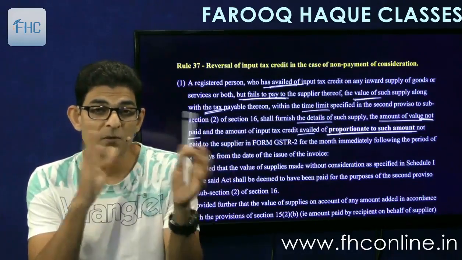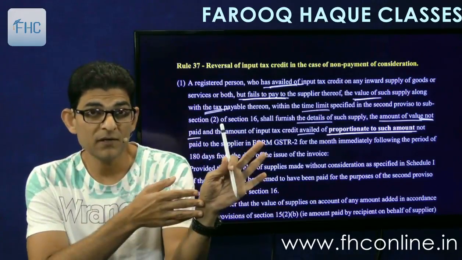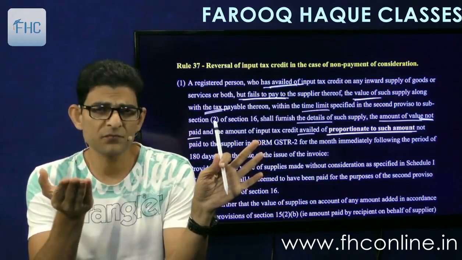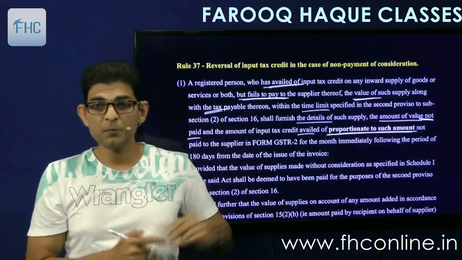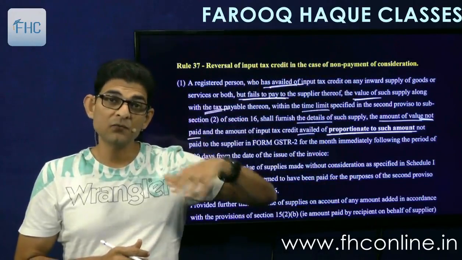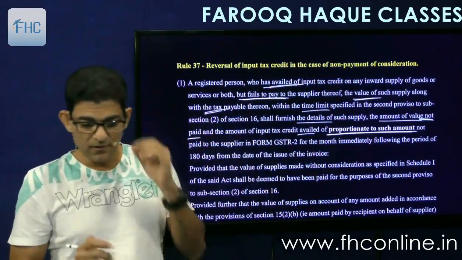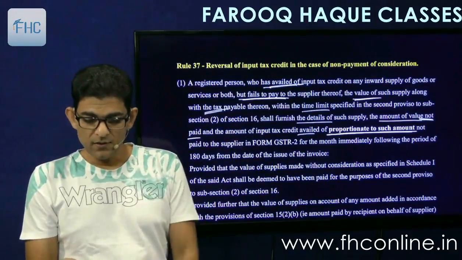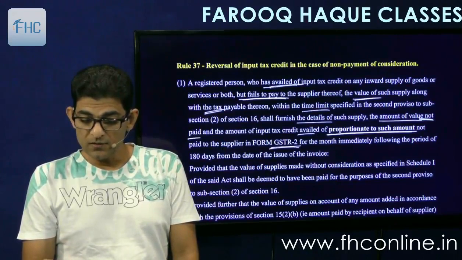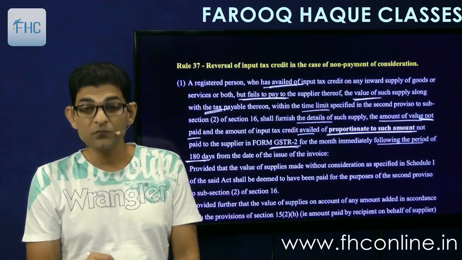So suppose the original bill is of 20 lakh plus GST and I pay half of it within 180 days and the half is not paid, so how much will I have to reverse? Half, not full. So proportionate reversal is there. If 70% amount is paid, 30% is remaining, we have to reverse 30% credit. Not paid to supplier, and you have to mention this in form GSTR2 for the month immediately following the period of 180 days from the date of issue of the invoice.